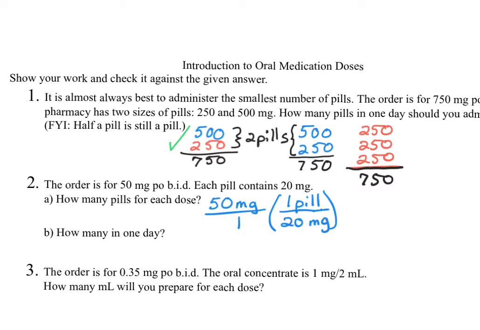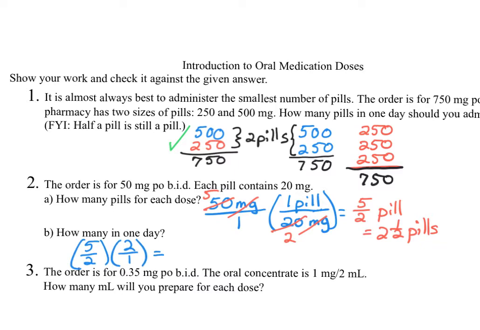It would still equal 1, but this format is useful because it allows me to cancel milligrams, and I get, let's go ahead and do some more canceling here. 10 goes into 20 two times, 10 goes into 50 five times. So I have 5/2 pills, or 2 1/2 pills. Okay, so 2 1/2 pills each dose. How many in one day? Well, 2 times that. 5/2 times 2/1, 5. 5 pills.